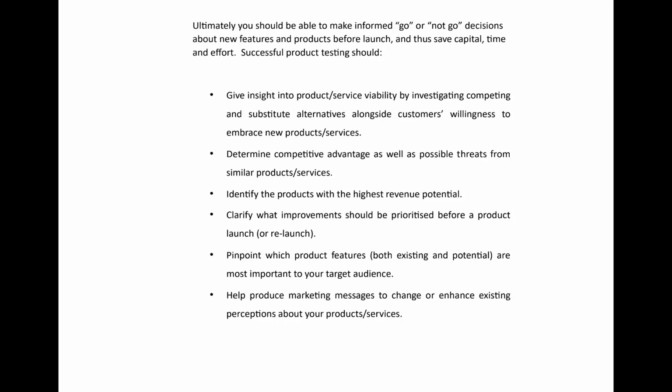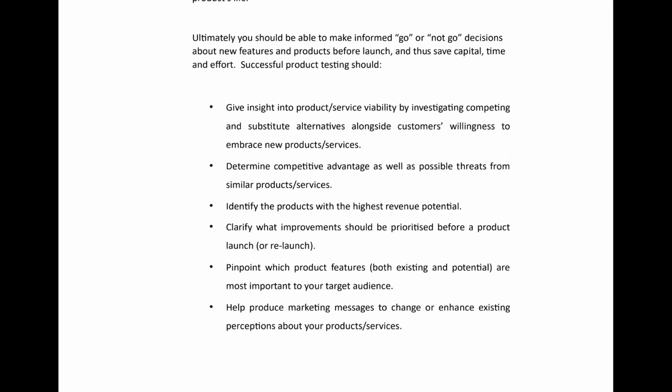And again, it should be able to help us clarify what improvements should be prioritized before a product is actually launched. It should allow us to pinpoint which product features are most important to your target audience, and it should help you to produce the market messages to change or enhance existing perceptions about your product or the service that you are offering.